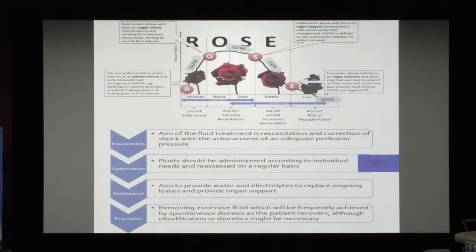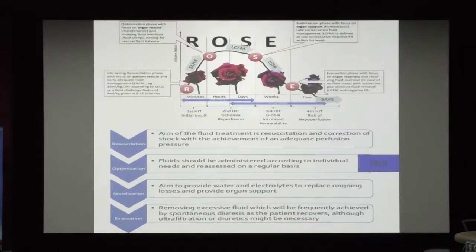So you can see the top part of the slide. The first phase is resuscitation, where the rose is a bit contracted. By giving fluid in the optimization phase, it has grown big.